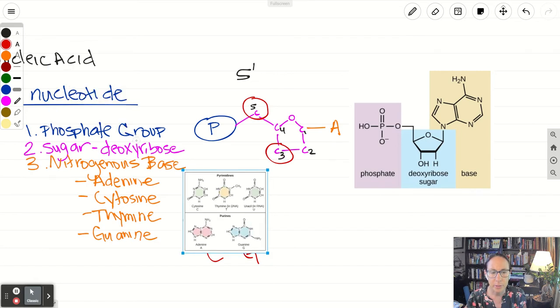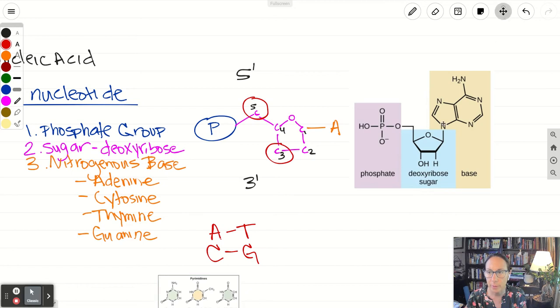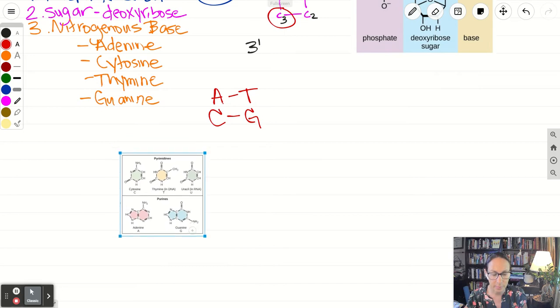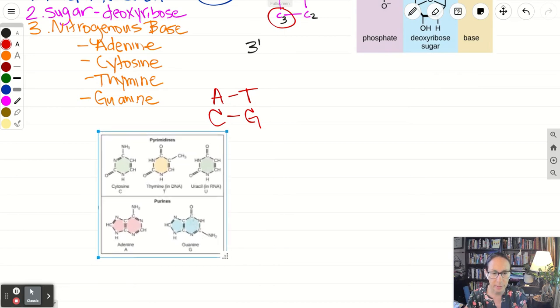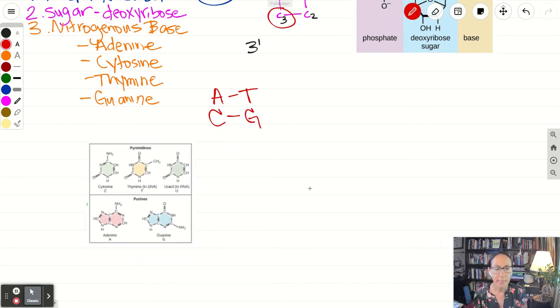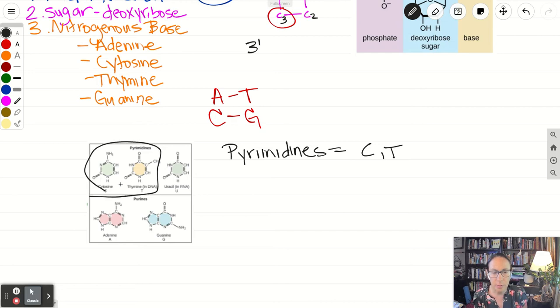Okay, so here is a picture. So these are the bases that are possible. It's a little blurry, sorry. Okay, so what you need to know is that the pyrimidines, so write this down in your notes. This is how it's spelled. Pyrimidines are C and T. Okay, so here's C and T. There is this other one called U, which is RNA, which we'll talk about in another video.